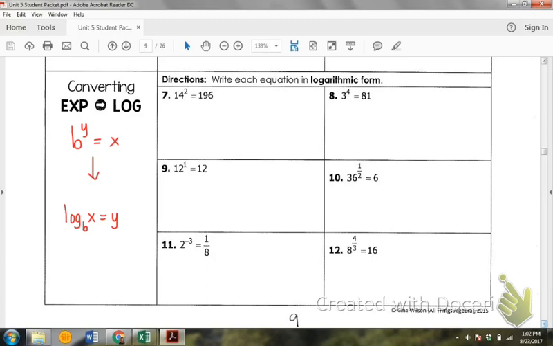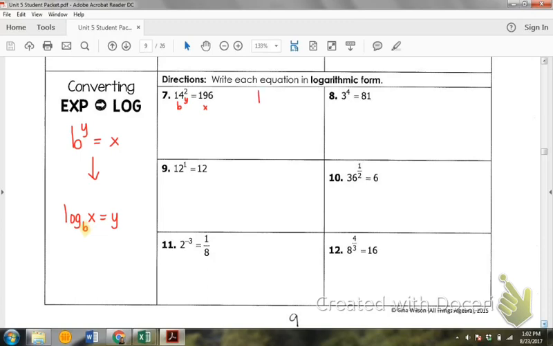Guys, please note that your b value needs to be little. Okay, your b value needs to be little. Your x and y are not exponents. All right, they are the same size as the word log, and they are on the same line as the word log. So if I'm looking at number 7, b, y, x.